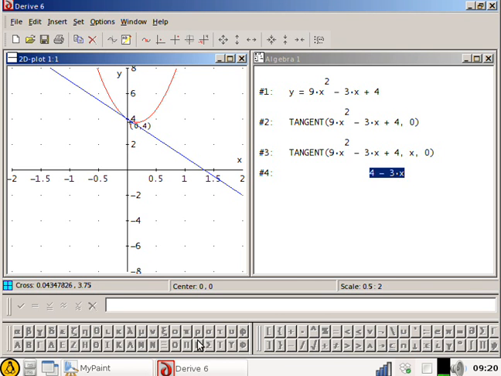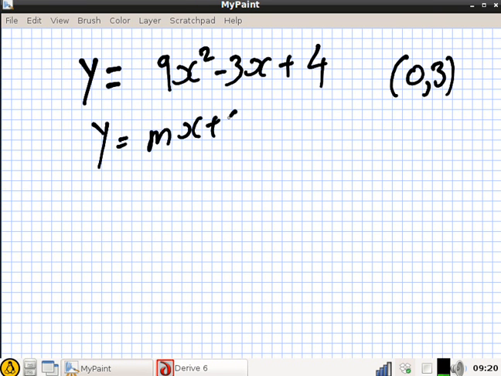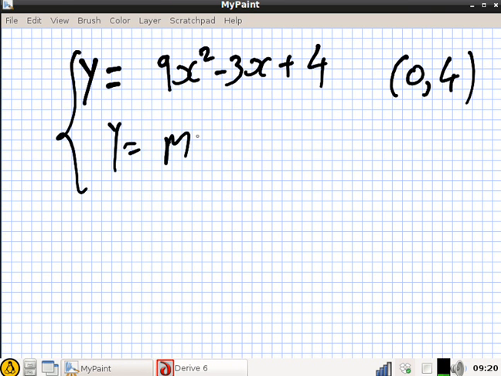So how do we find it? How do we find the slope of the tangent? Well, let's go back to our question. So we know that the point is 0, 4. And we know the equation of a line is y equals mx plus c. And we know that these meet how many times? Once. Y equals mx plus c, and it meets once.